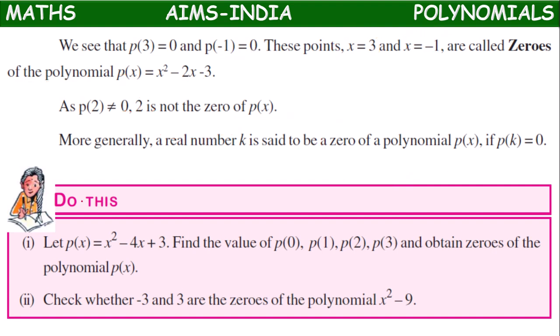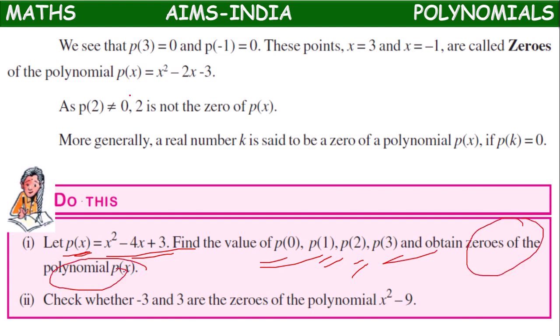Next one. Do this. Let p of x equal x square minus 4x plus 3. Find the value of p of 0, p of 1, p of 2, p of 3 and obtain the zeros of the polynomial. The same method we used in the above example, you can apply, children, and you can find the zeros of p of x.